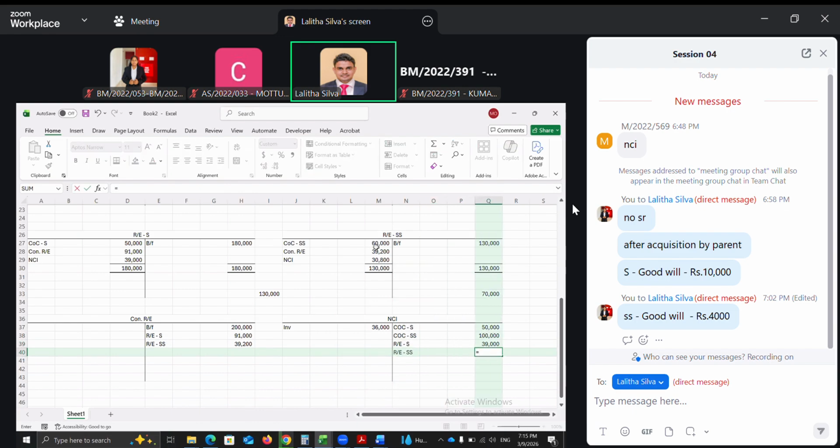Okay, now quickly tell me the total assets and the total equity and liabilities. Quickly tell me the total asset balance and the total equity and liability balance.